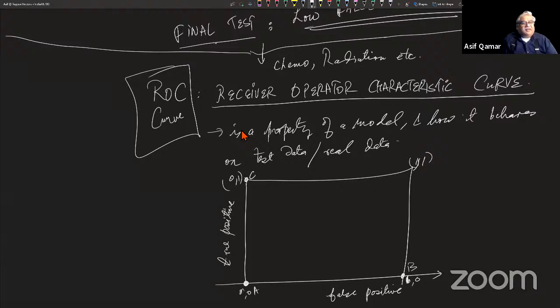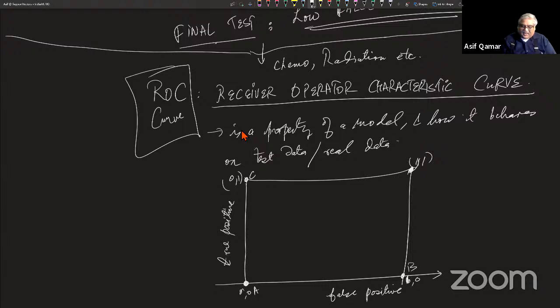You want a model that catches cancer when there is cancer, but doesn't produce any false positive. In other words, it doesn't alarm anybody who doesn't have cancer by telling them or scaring them that they may have cancer. And then this is the other thing in which the true positive and the false positive rates are the same, a very high true positive and very high false positive also.